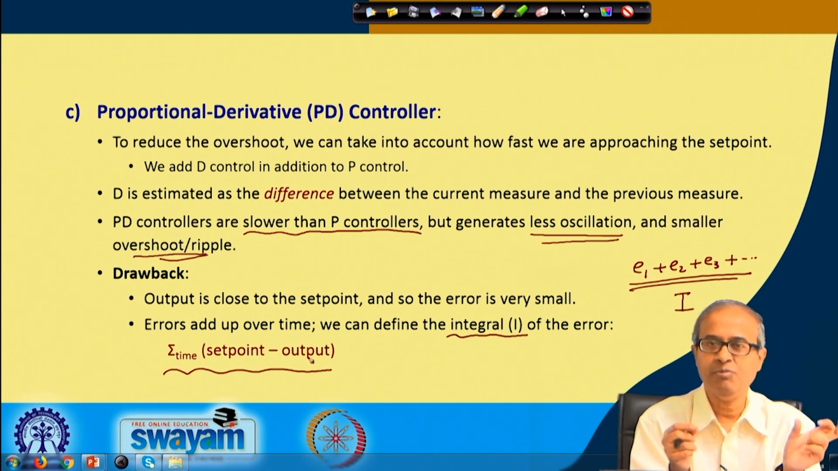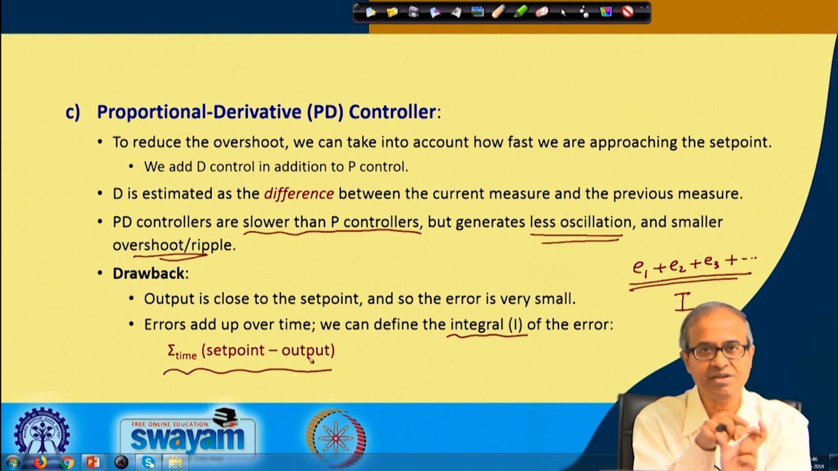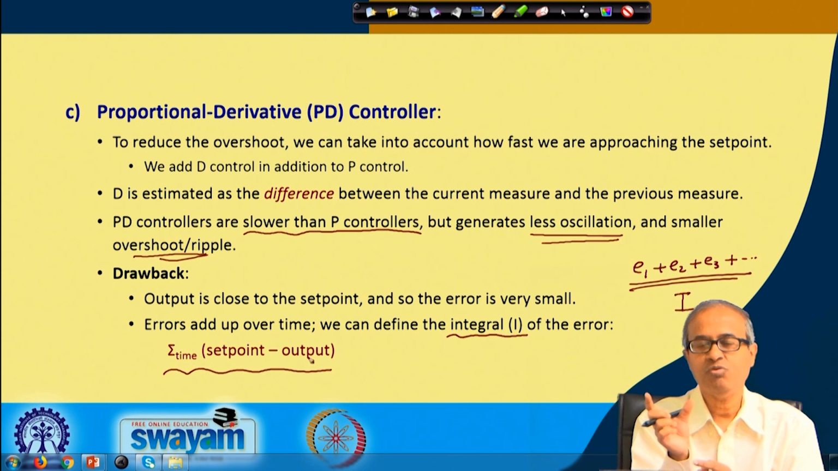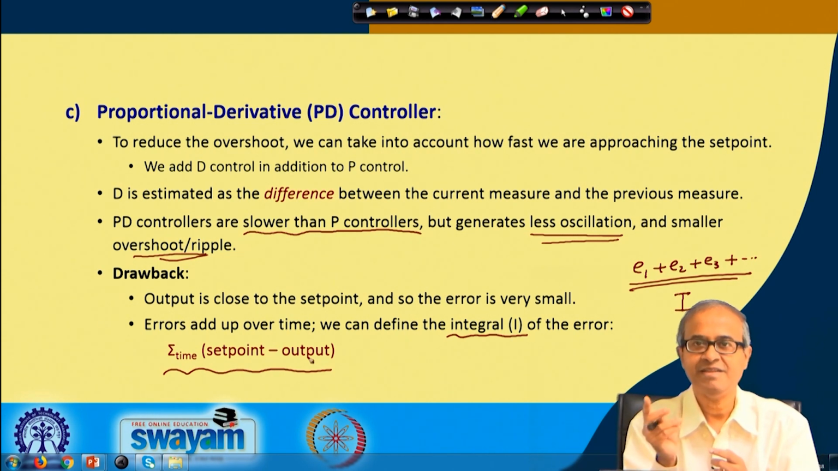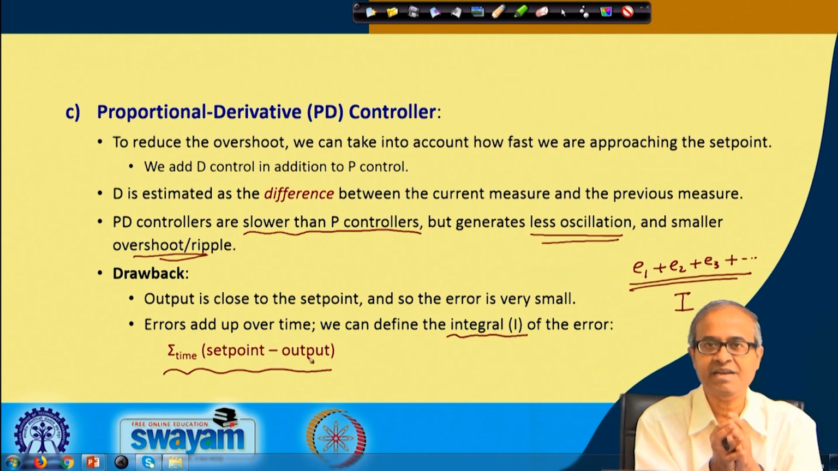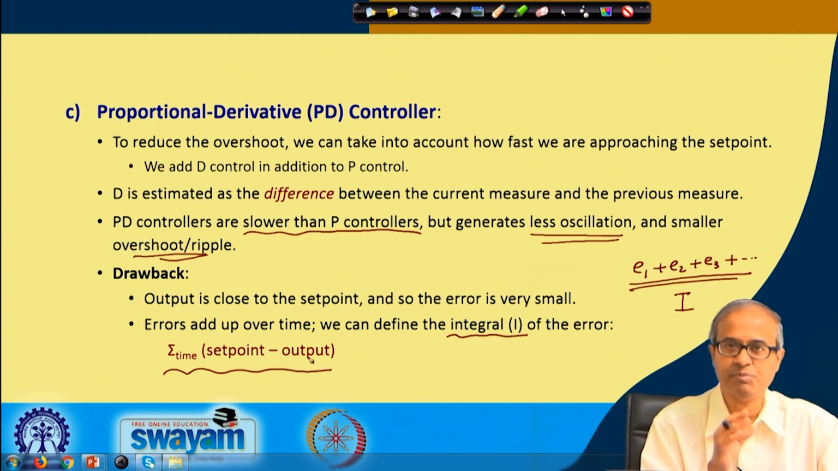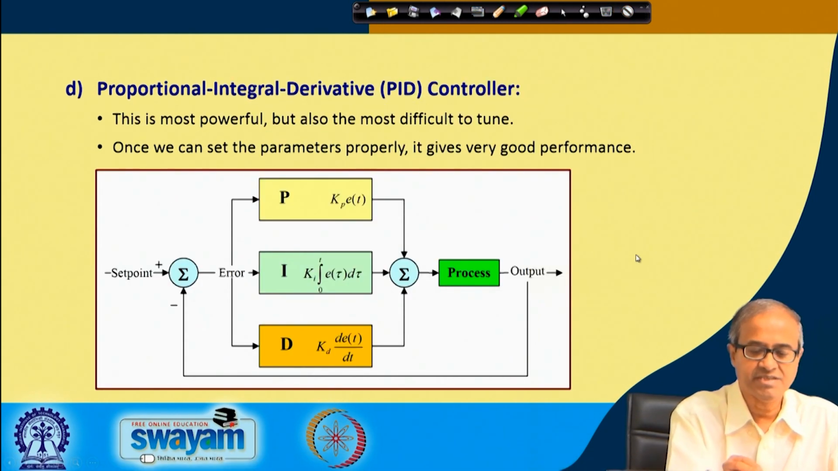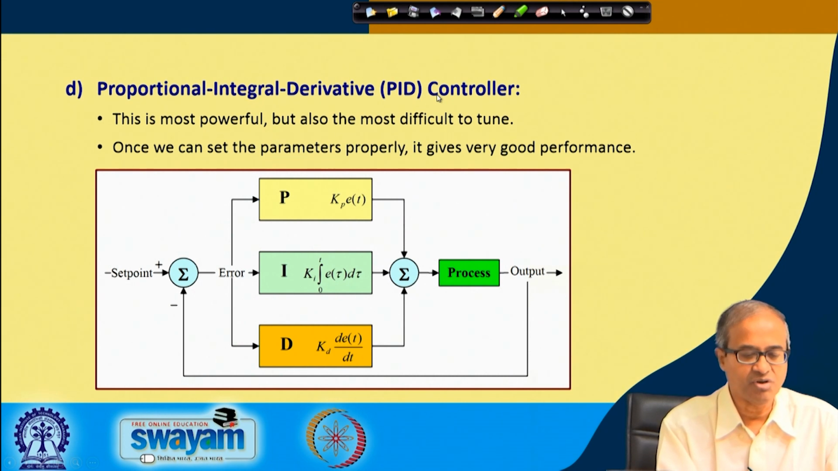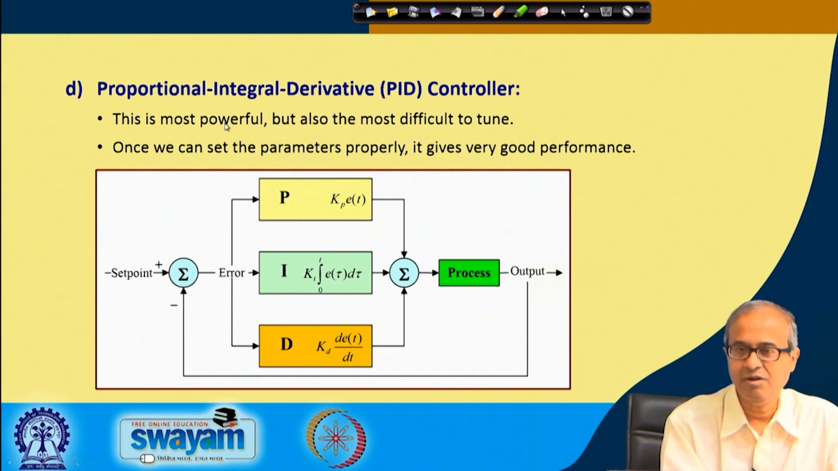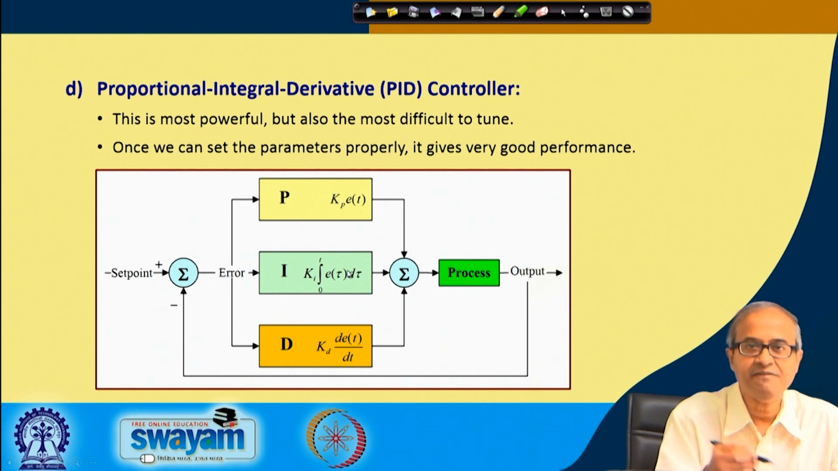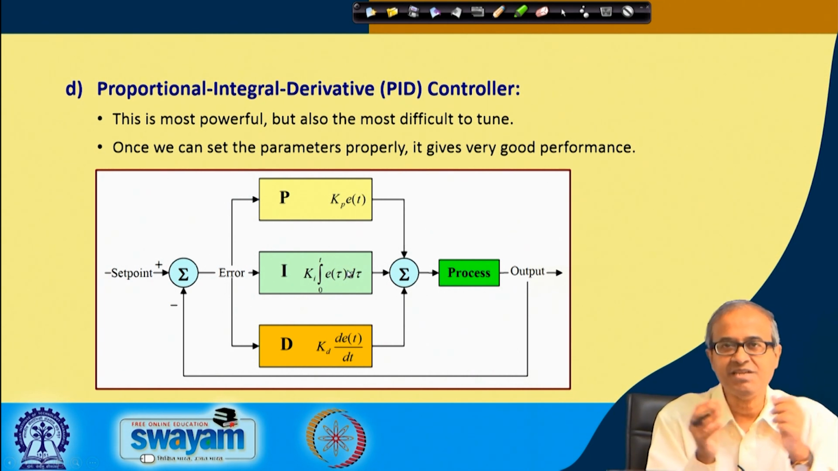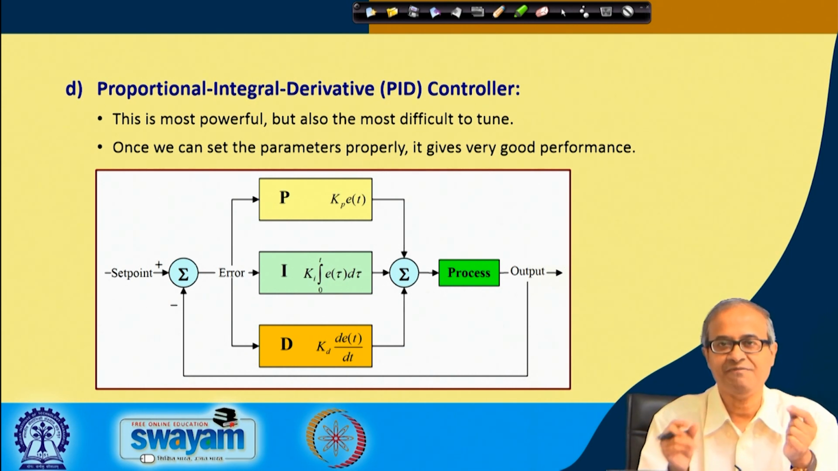control. One will be proportional to the error, that is your P, one will be proportional to the derivative, that is D, and one will be proportional to the cumulative error, that is I. The three taken together is called PID control, proportional integral derivative. This is what this PID controller is all about. This is obviously most powerful, but now because we have three different things to tune, what will be the three constants of proportionality for a particular application? This is most difficult to tune.